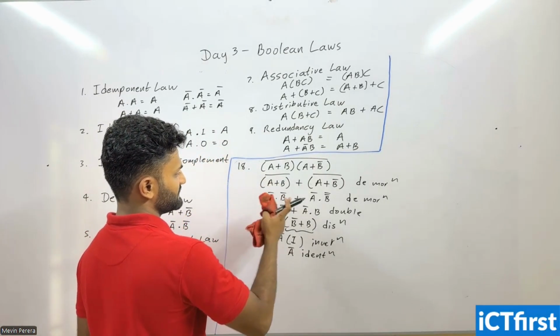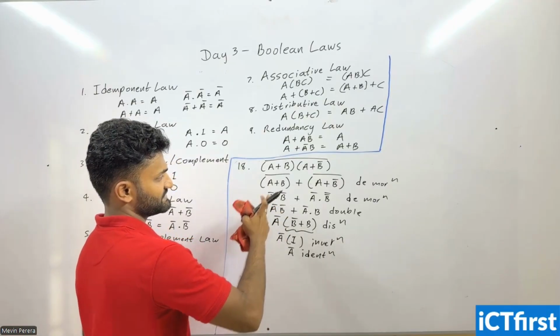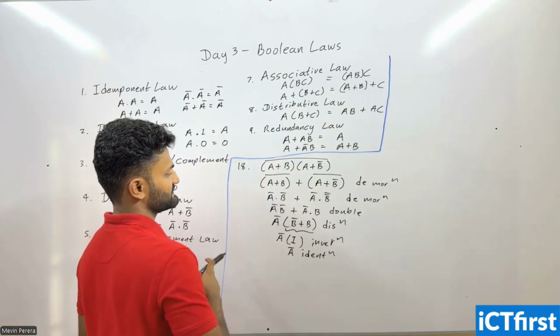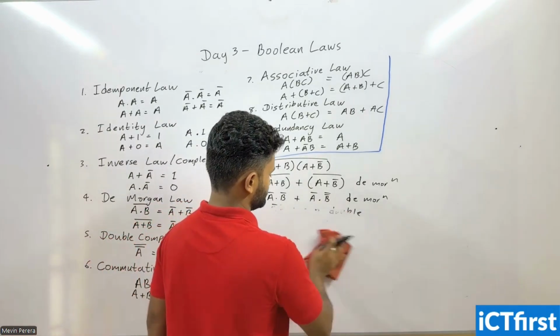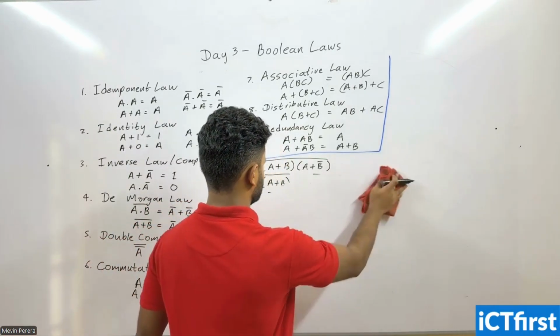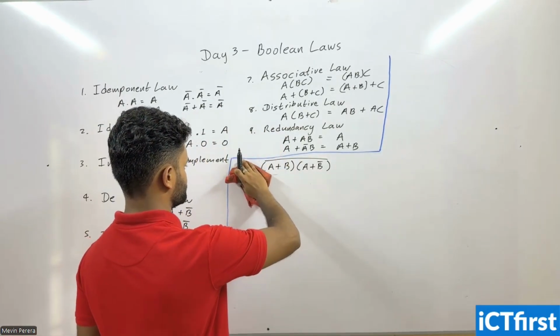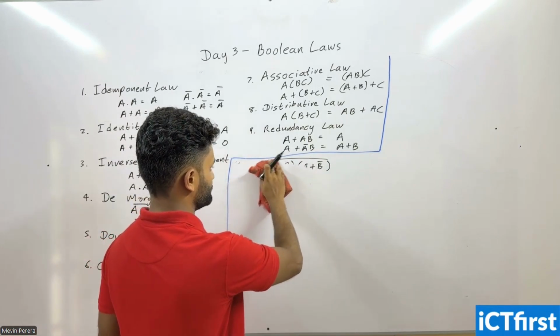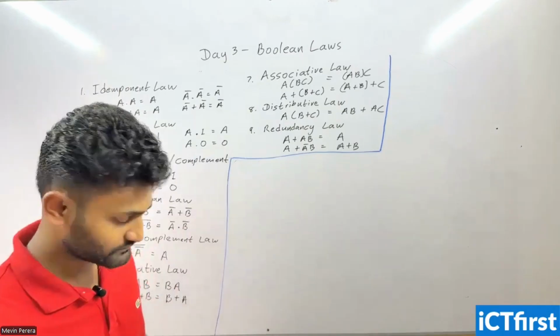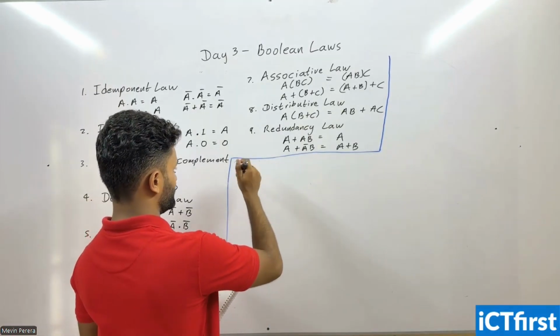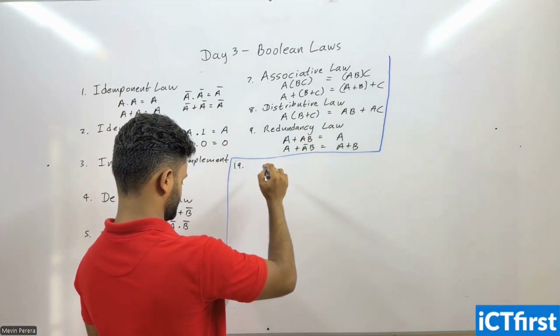Remember, in these multiplications, students, don't make any mistakes. Here dot becomes plus. Okay, 19th question.